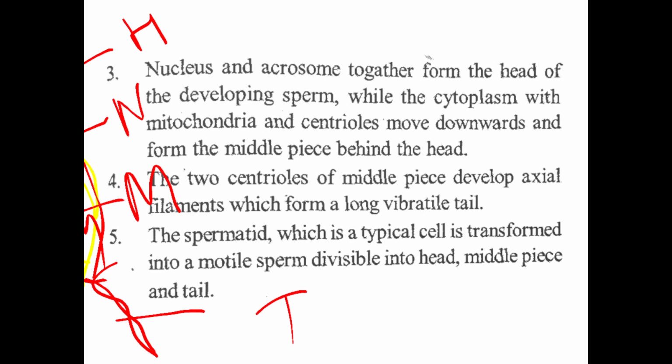The cytoplasm with mitochondria and centrioles: there are two centrioles present in the neck, or we can write that they are present in the middle piece also. And mitochondria are present inside the middle piece. Mitochondria and centrioles move from the middle piece to behind the head.